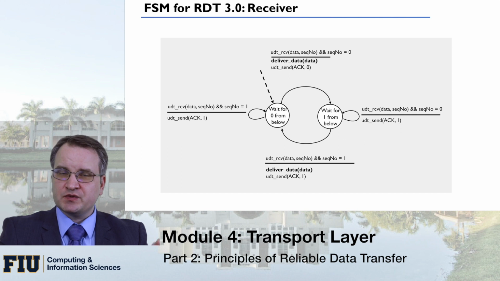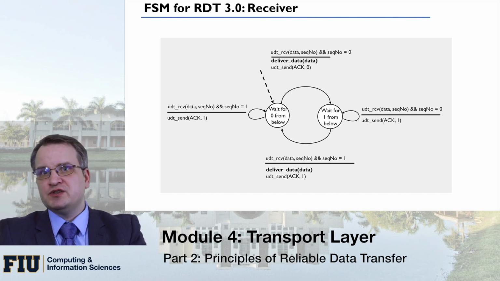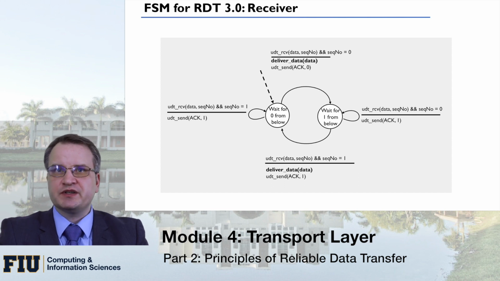Again, you start with some state that is synchronized with the sender. You wait for the data with sequence number 0. If you receive it and it's not corrupted, you send the acknowledgement back. If you didn't receive it, or it's corrupted, you send the acknowledgement for the previous number and move to a different state expecting a different number. And you can look in more detail at this specific example.